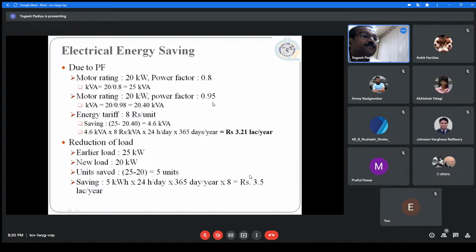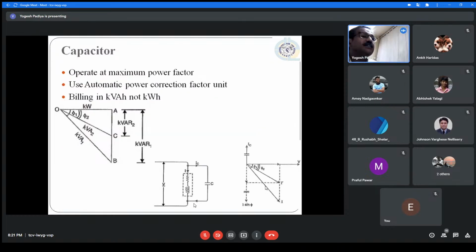Clear, guys? Similarly, if you are able to reduce the electricity load of some motor by replacing it or through an energy audit, then if you are able to save 5 kilowatt, as I told you, 5 kilowatt into 24 into 365 into 8 rupees, 3.5 lakh rupees per annum you can save, which is a normal salary of a common man. These are just things I am trying to tell you about how the power factor can be improved. Power factor can be improved by putting a capacitor bank.